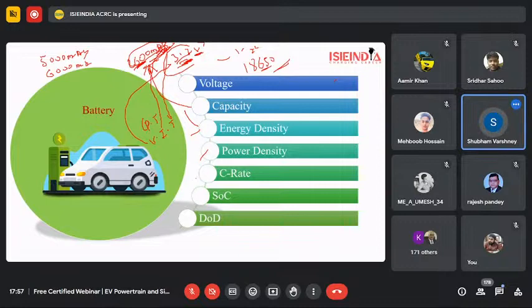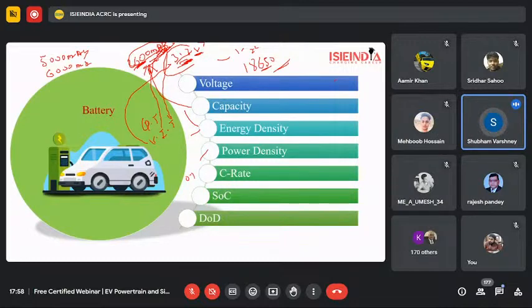Then we talk about the C rate. C rate means how fast we are doing the charging as well as the discharging. Normally we do the charging at about 0.8, 0.9 C, but talking about the discharging, we do the discharging at about 0.1, 0.2.